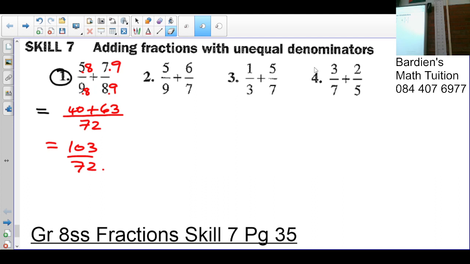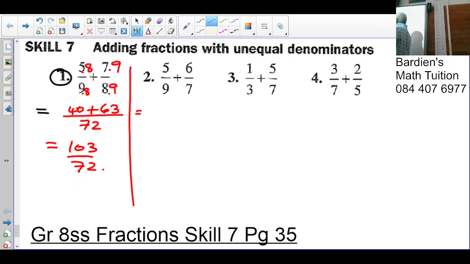Okay. Let's look at number 2. Now, what are the multiples of 9? 9, 18, 27, 36, 45, 54, 63, 72, 81, 90. What are the multiples of 7? 7, 14, 21, 28, 35, 42, 49, 56, 63, 70. So what is your lowest common multiple for 9 and 7?